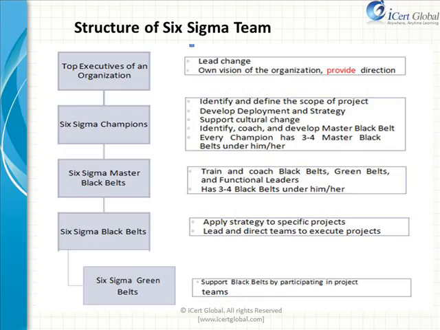Structure of Six Sigma team. A schematic depiction of an organization structure and responsibilities, particularly Six Sigma Green Belts, Six Sigma Black Belts, Master Black Belts, Six Sigma Champions and the executives.